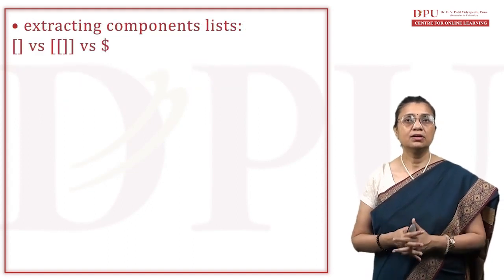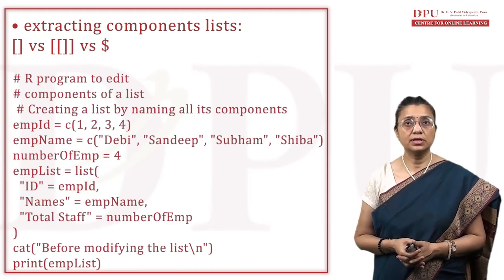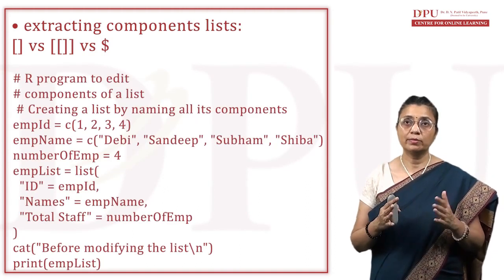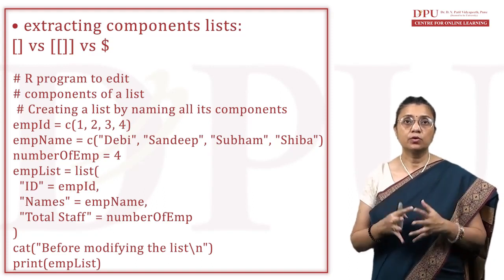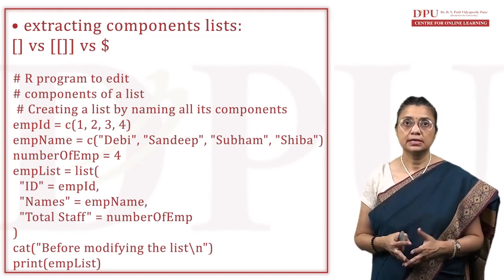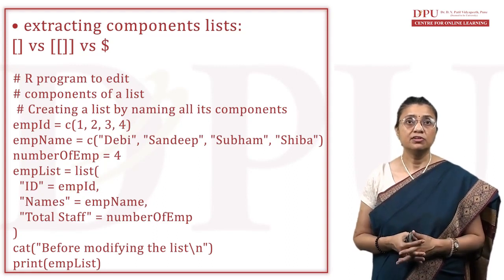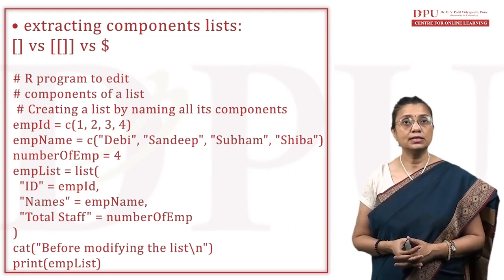Now, let's have a look at extracting components of the list with the help of square brackets, double square brackets, and the $ sign. So this R program is to edit components of a list, and let's see how we can do it. We are creating a list by naming all its components.